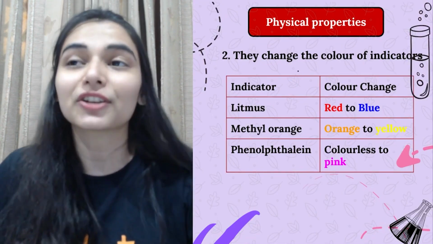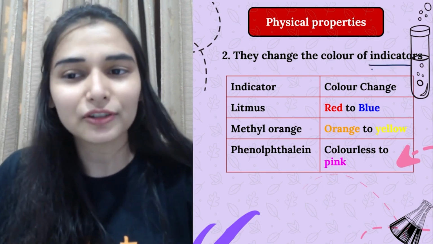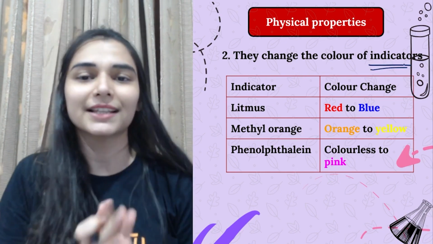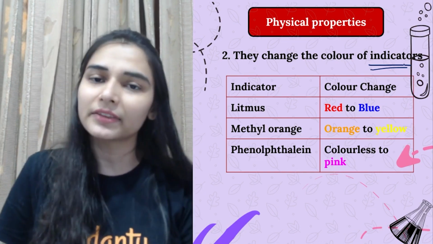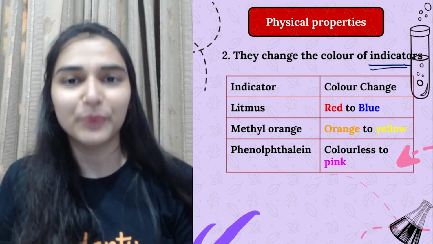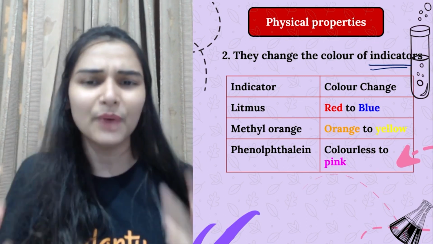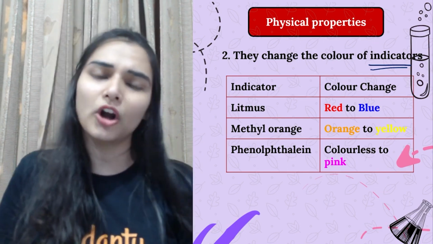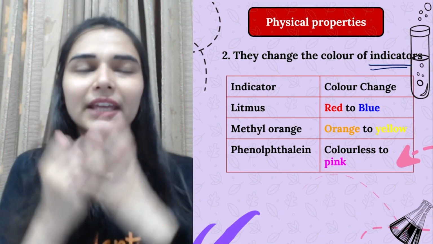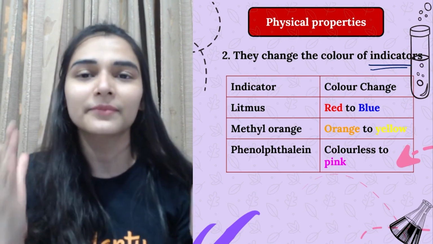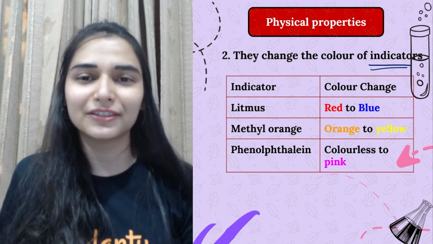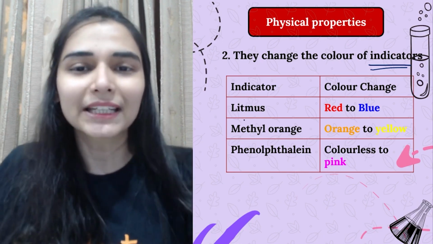The next thing, they change the color of the indicators. Now, who are indicators? Indicators are the substances that will give you a different color in acids and a different color in bases. So by observing that color, some of them are color based, otherwise there are many other kinds of indicators. We have olfactory indicators, in which a smell change happens, a different smell in acid or base. So common indicators are written here.